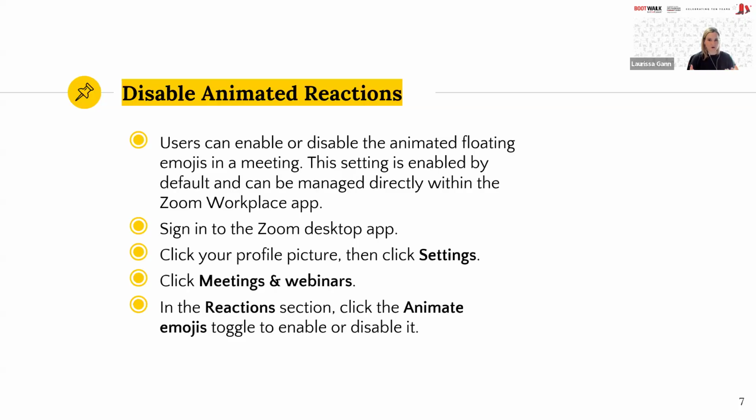So it's enabled by default, but you can sign into your Zoom desktop app. You'll go back and click on your profile picture settings. Under meetings and webinars, there's a couple things you can toggle off in the reactions section, which includes clicking the animate emojis toggle. Let me see if I can show you real quick.